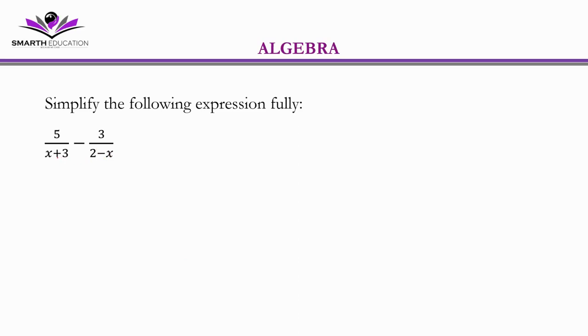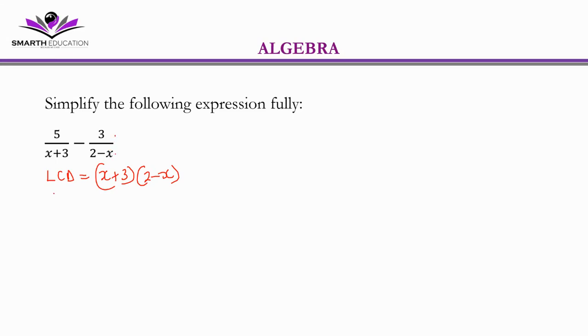We need to find the LCD, the lowest common denominator. So what is it here? LCD is equal to x plus 3 times 2 minus x. So the first fraction, we have to multiply its numerator by 2 minus x and the denominator by 2 minus x so that we have the same denominator. And then the second fraction, we're going to multiply the denominator by x plus 3 and the numerator by x plus 3.